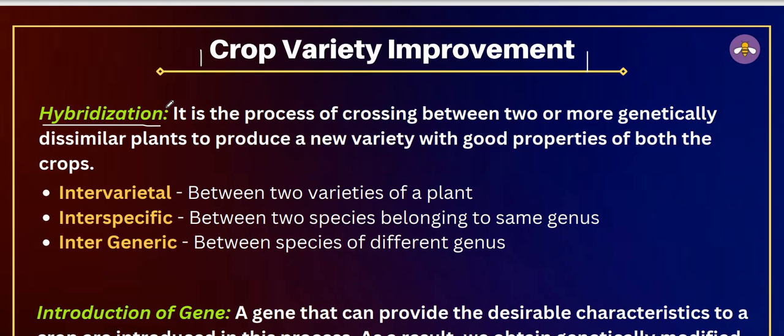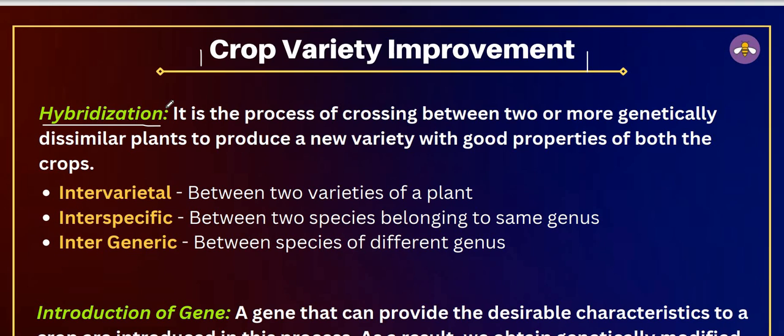So this is hybridization. Hybridization consists of three sub processes. First is intervarietal, meaning crossing between plants of two varieties. Interspecific means crossing two species belonging to the same genus, and intergeneric means crossing species of different genera. I will give you one example: potato and tomato. Potato and tomato have the same genus Solanum, and I think they have different species.